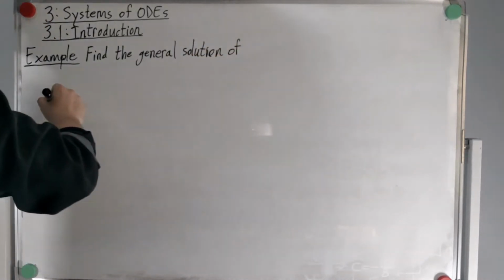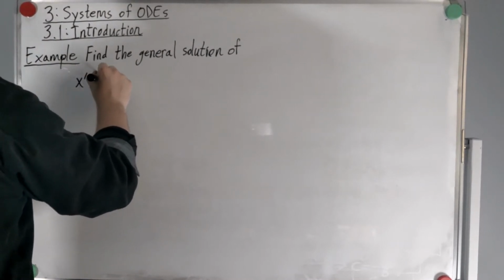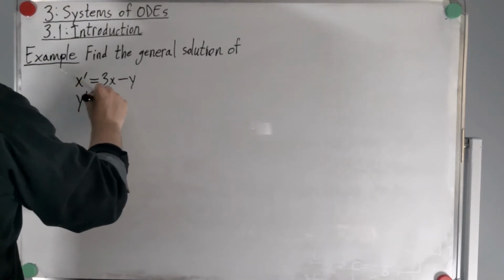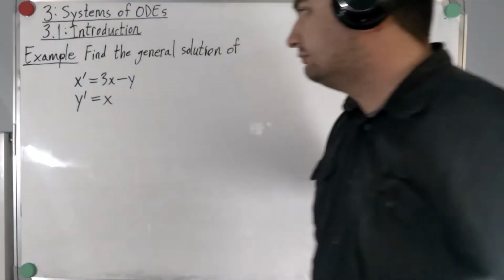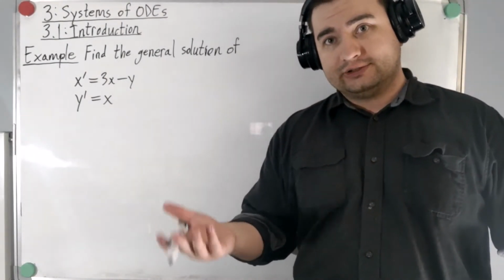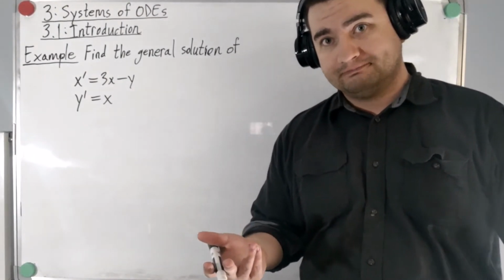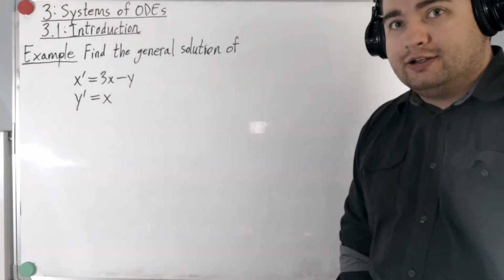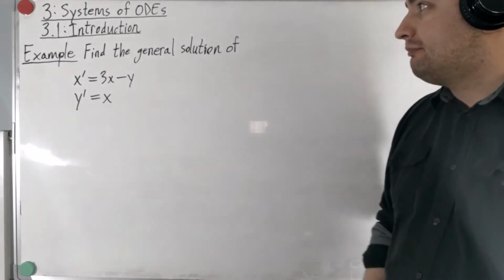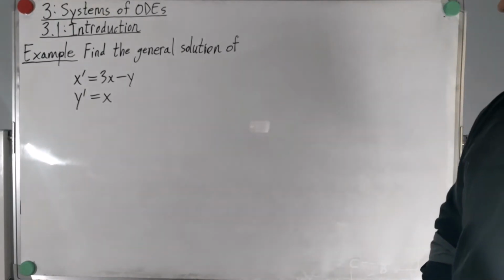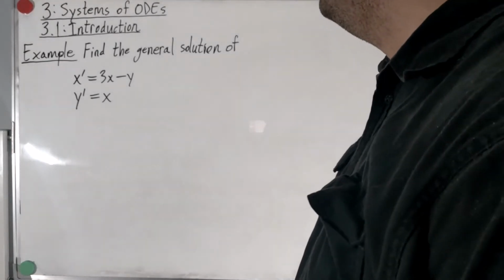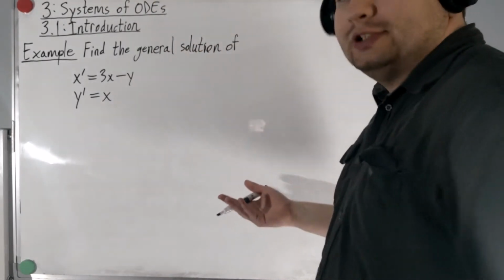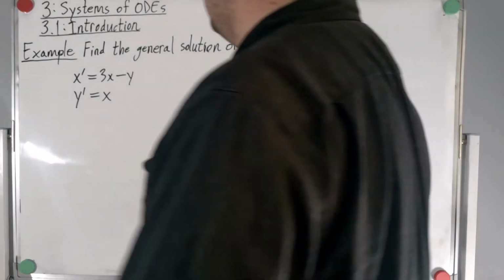of x prime equals 3x minus y, and y prime equals x. That's a linear homogeneous system of ODEs with constant coefficients. And you might be thinking about how to do this already, and it's not actually that hard. You can immediately do this even without developing any theory. The way you do it is through substitution, okay?